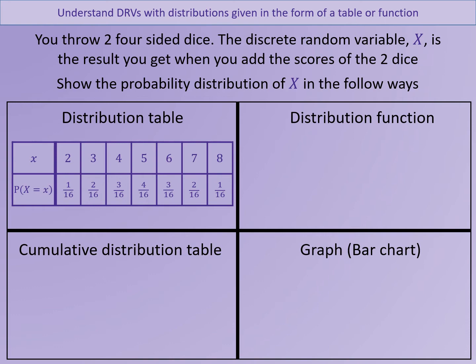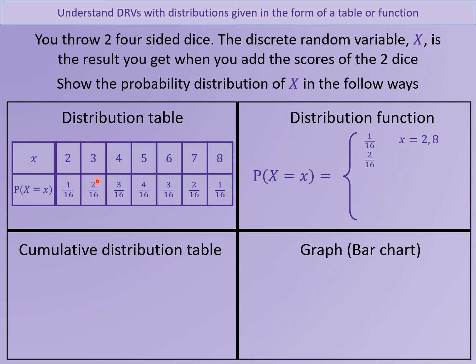We can also show this information in other ways. For example, we could write a distribution function. This is where we write the probability that X equals each of the x values, and then we use a curly bracket to write down the different outcomes. So x could be 2 or 8 with a probability of 1 over 16. So we've picked out the two events where the probability is 1 over 16.